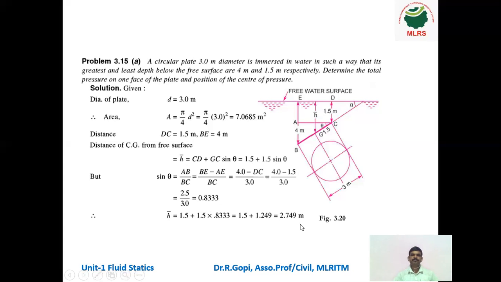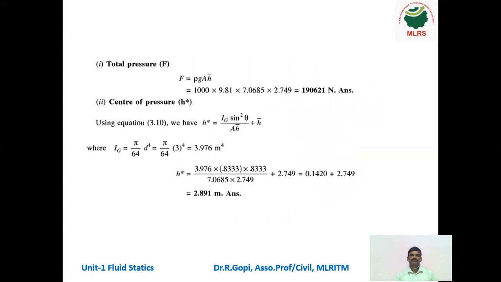This is the height of the center of gravity from the free water surface. Okay. So now calculate the total pressure. Once you easily find the H bar value, the A value we also have.